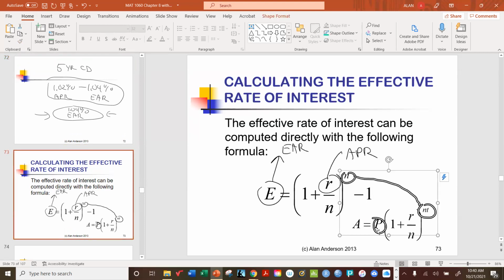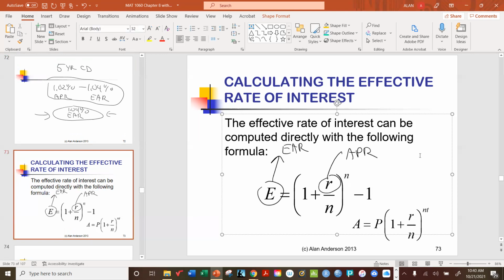What we're used to seeing with our future value formula. And you can see the two formulas are very similar to each other. The key difference here is that you don't have time. With the EAR and APR relationship, time is not really relevant. What's relevant is the APR and the frequency of compounding. The other difference is that A is a dollar amount and E is an interest rate, which means that it's a percentage. Other than that, the calculations themselves are not that different.